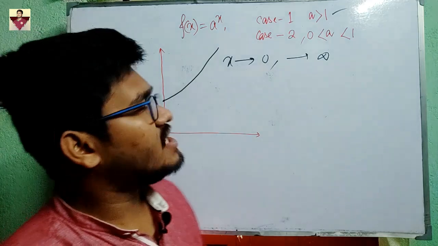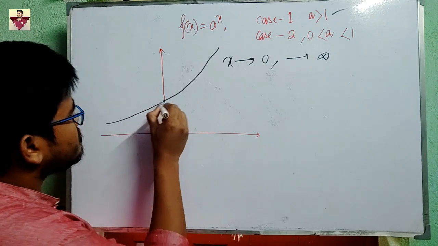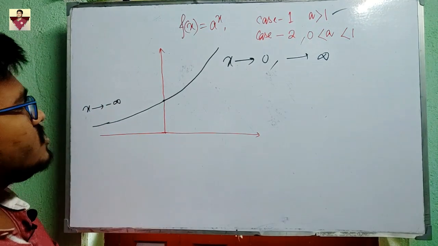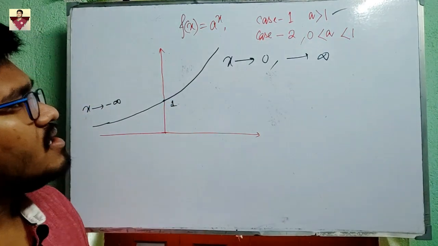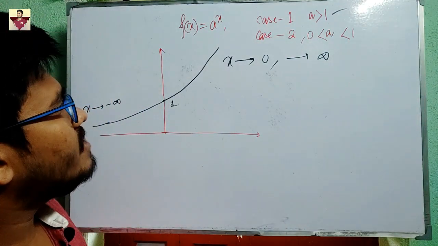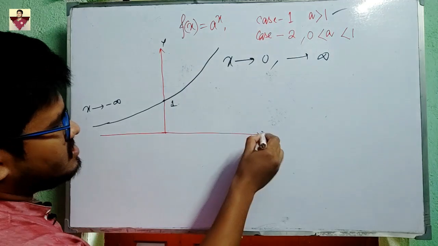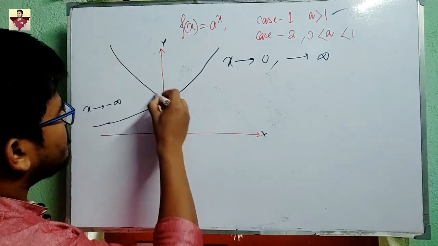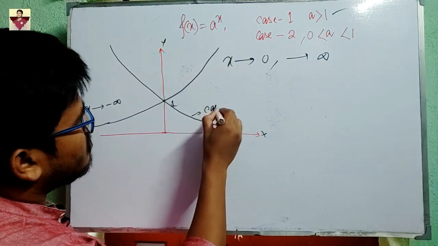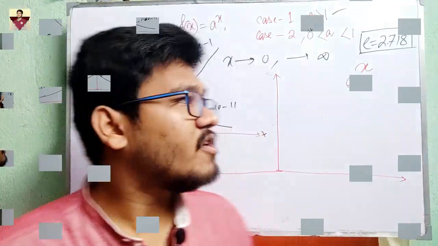Now for the negative region, if x is less than 0, then the function goes on decreasing and tends to 0 when x tends to minus infinity. So it's a simple graph as you can see. Now case 2, when a lies between 0 and 1, the graph will be exactly the mirror image of this graph, and the mirror plane will be the y-axis. So just the inverse of this graph. This is for case 2 and this one is for case 1. Okay, so it is very simple.